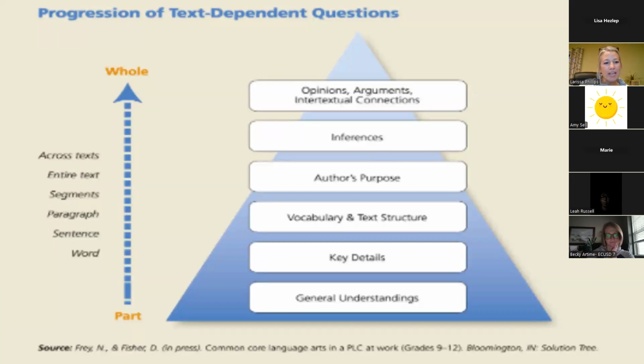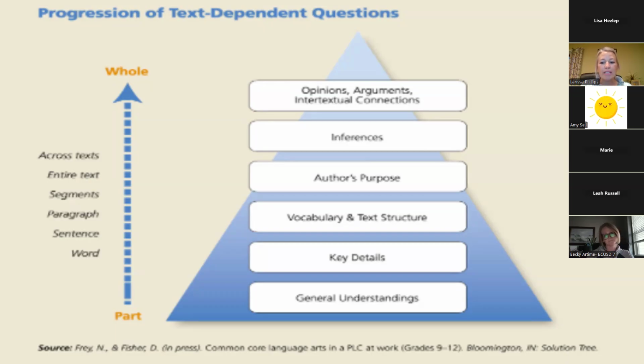All right, so looking here, we have a nice graph visual here that shows the progression of text-dependent questions. According to Fry and Fisher, effective comprehension instruction follows a whole-to-part progression when developing text-dependent questions. Rather than beginning with isolated details or vocabulary, teachers first guide students to grasp the big picture or the overall meaning, structure, and purpose of the text. This helps establish a mental framework so that students can later analyze smaller components in a meaningful context.